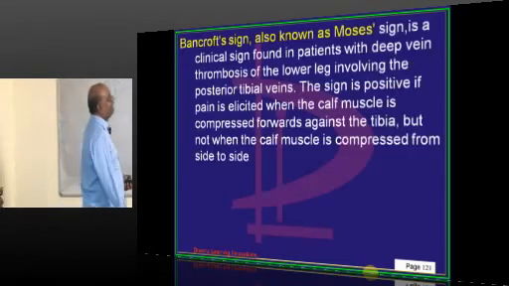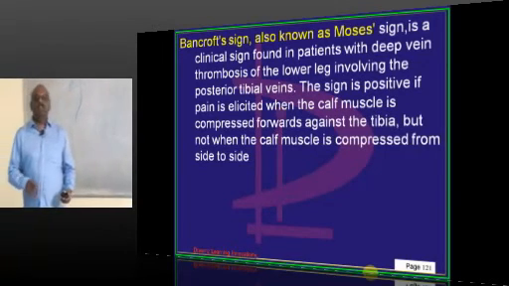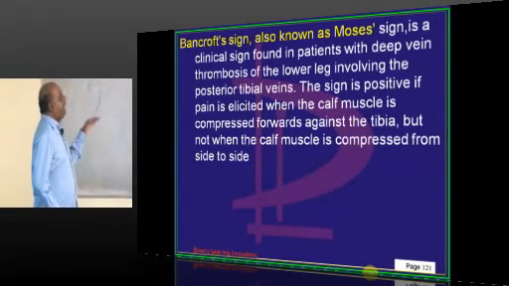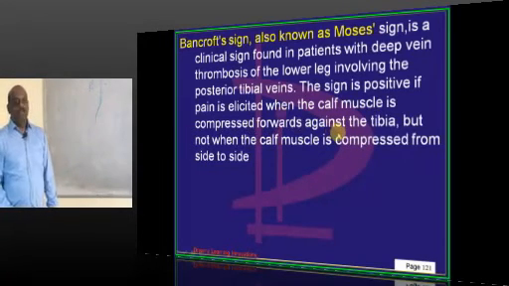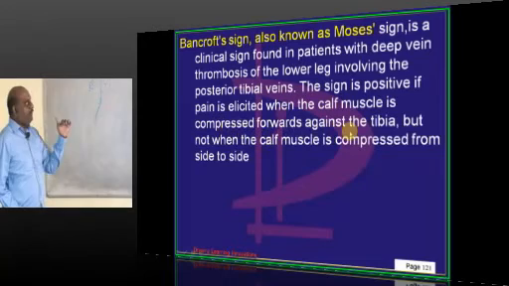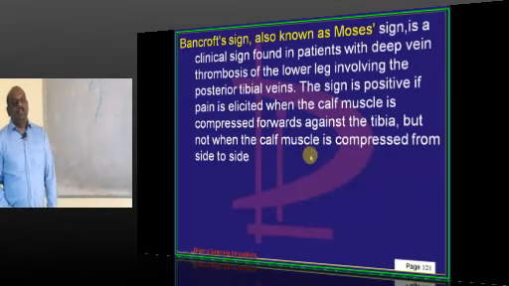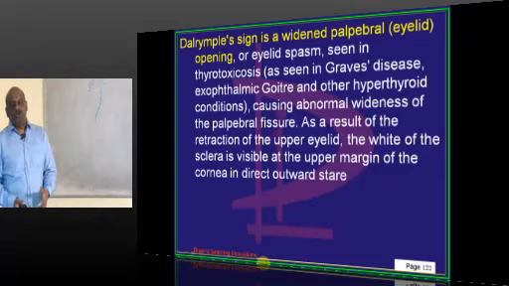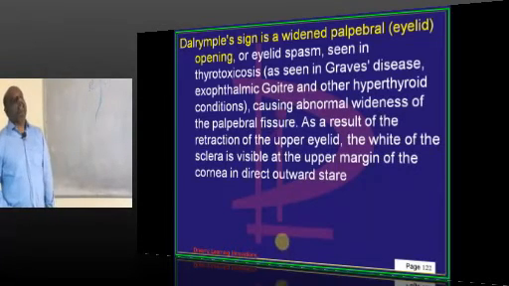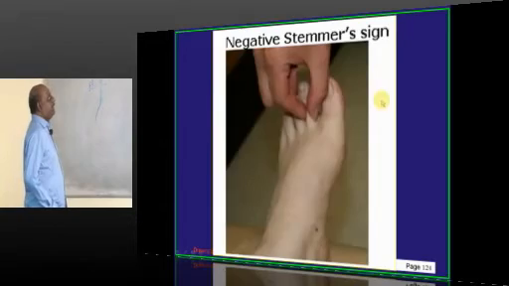We became doctors. Moses is once more seen in the case of deep vein thrombosis, and there is a pain on the calf muscle whenever you compress it forwards against the tibia. So how do you test a DVT? Stretch. You have to produce a stretch and that will elicit a pain. Simple. That's the point.